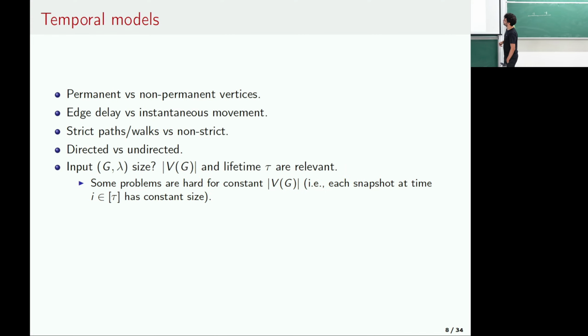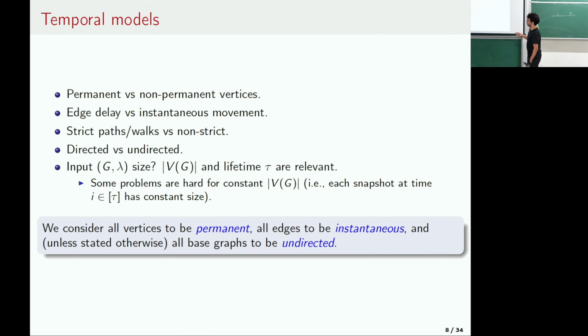Okay. So, to simplify things, here we are always going to consider that the vertices are permanent, that the edges are instantaneous, and unless stated otherwise, the base graph will always be undirected. It is not mentioned here, but I will also allow non-strict paths and walks.